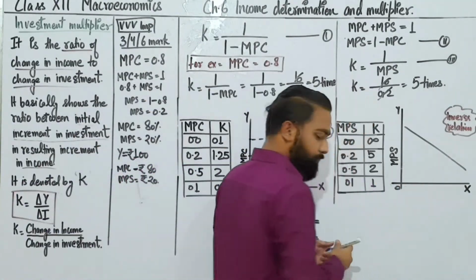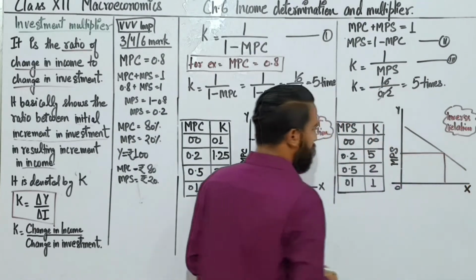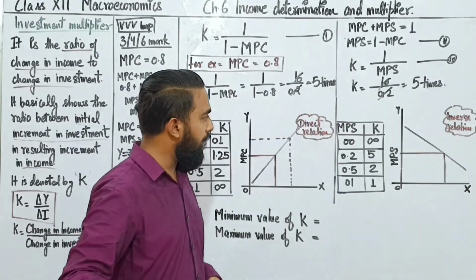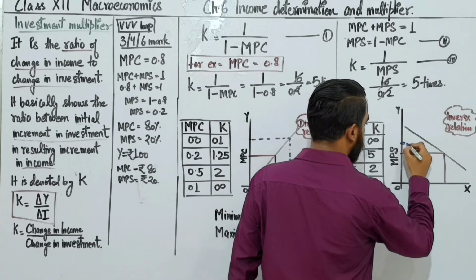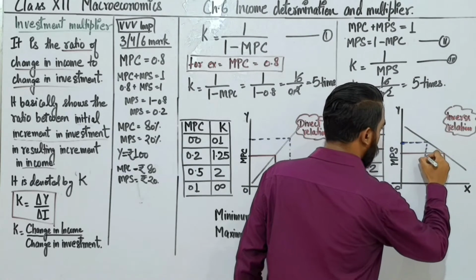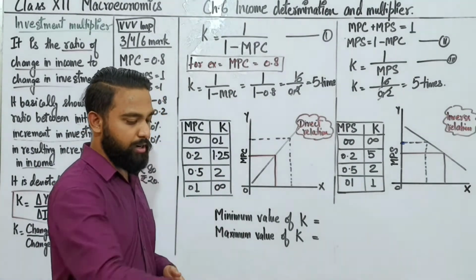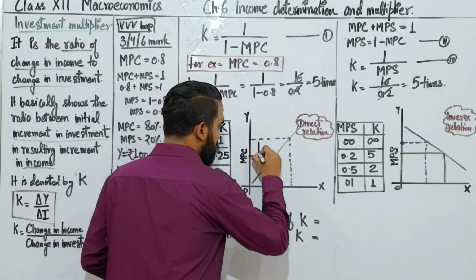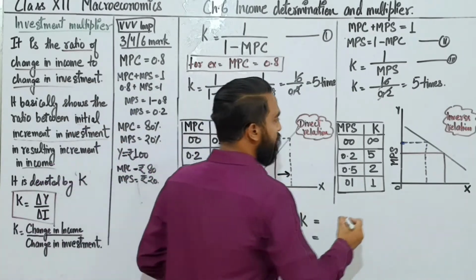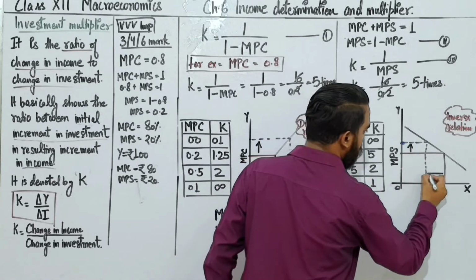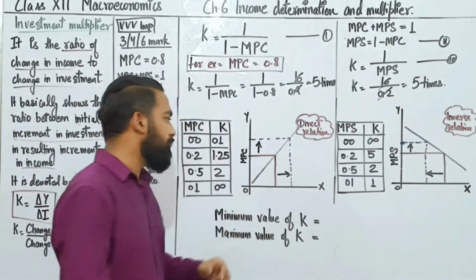Now see here, suppose this was the MPS, this is the point, and if you want to increase the MPS, then the multiplier is going to decrease. I hope you have understood it. If you want to increase the MPC, then it's going to increase the multiplier also. And if you want to increase the MPS, then the multiplier decreases. So that is the direct relation and the inverse relation.